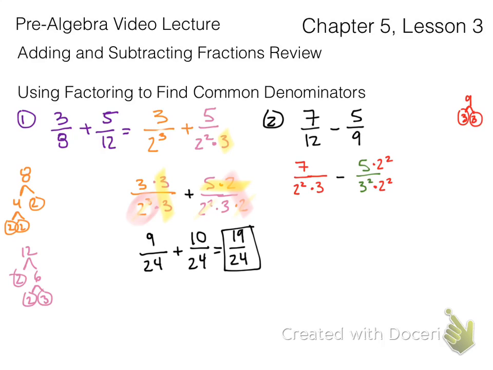And again, what I do on the bottom, I have to do on the top. And then I need my 3's. Now I already had one 3, so I only need a second 3 to get 3 squared. Since I had one, I only need one extra. So then 7 times 3 is 21. 2 to the second times 3 times 3 is 36. Minus 5 times 2 to the second, which is 4, so 5 times 4 is 20. And then again 36 at the bottom because 3 times 3 is 9, 2 times 2 is 4, and 9 times 4 is 36.